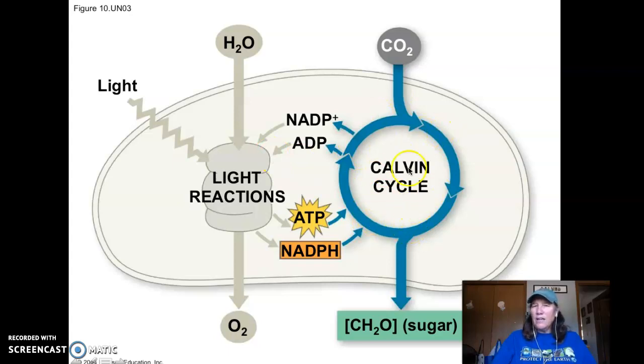And here's the Calvin cycle. We take carbon dioxide in and we end up with our sugars. So these are the 2 parts: the light reactions and the Calvin cycle.